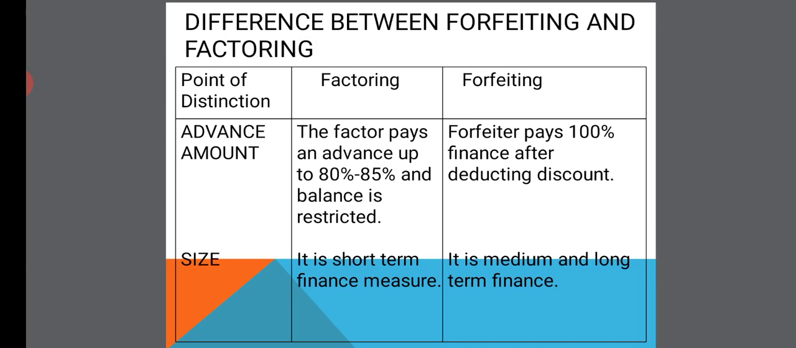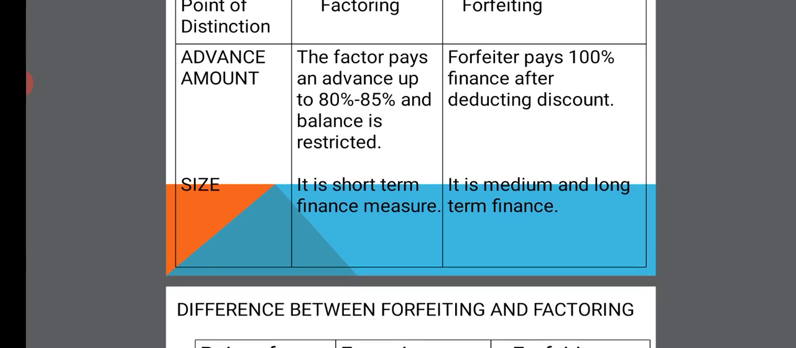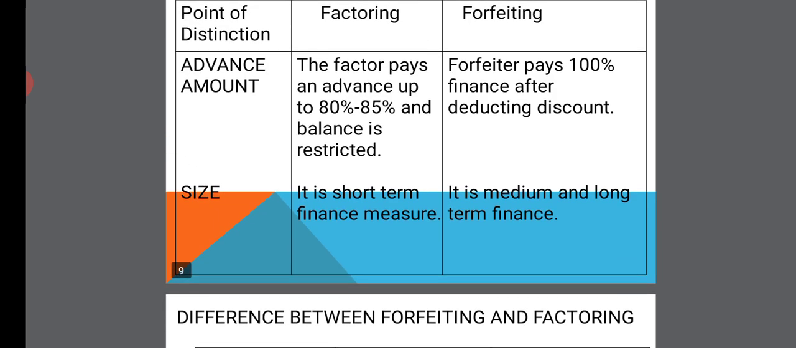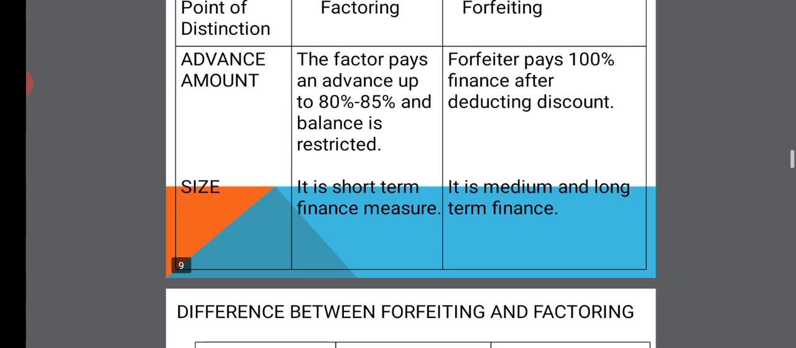Then the next point of distinction is advance amount. In case of factoring, 80 to 85% of an advance is paid by the factor and the remaining balance amount is retained. But whereas in case of forfeiting, 100% finance is paid by the forfeiter after deducting the discount. The next point of distinction is size. Factoring is a short-term finance measure. But whereas forfeiting is medium and long-term finance.